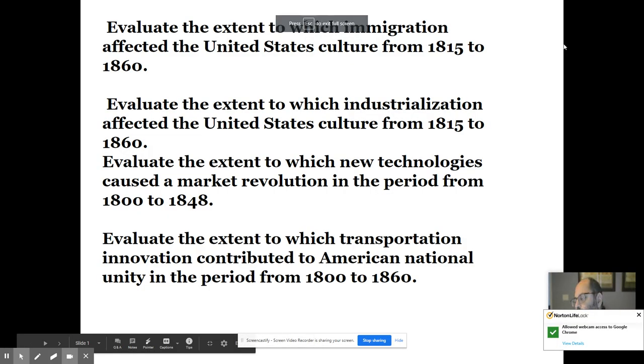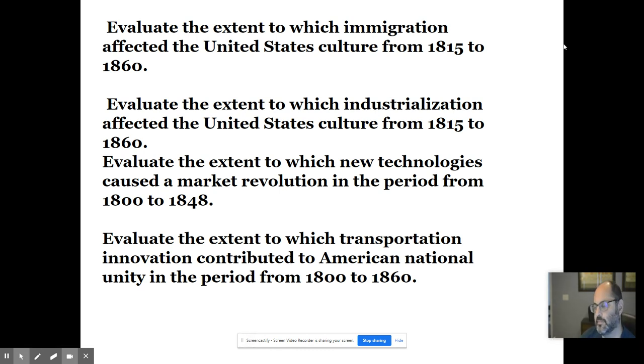This is going to be taking a look at the following questions, and maybe more questions will be focused in on than others. But the questions are, evaluate the extent to which immigration affected United States culture. So we're going to look at immigration patterns. Evaluate the extent to which industrialization affected the United States from 1815 to 1860. So we'll take a look at industrialization.